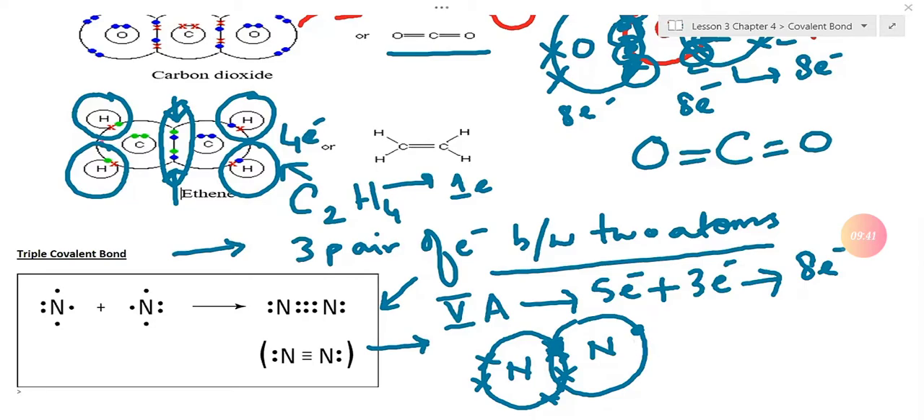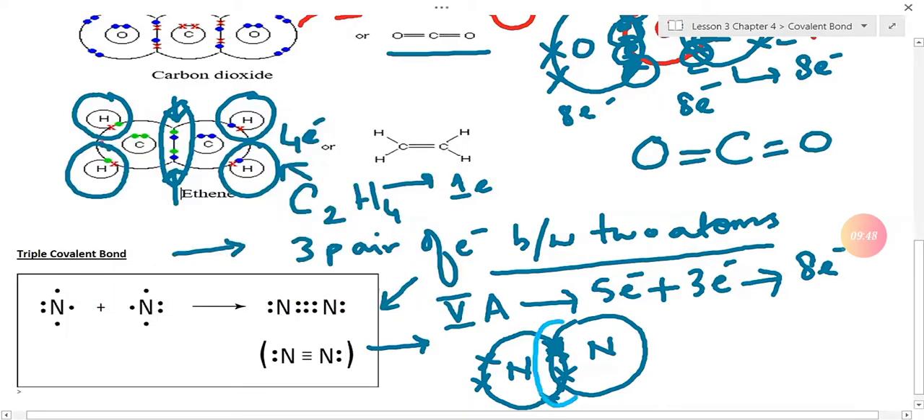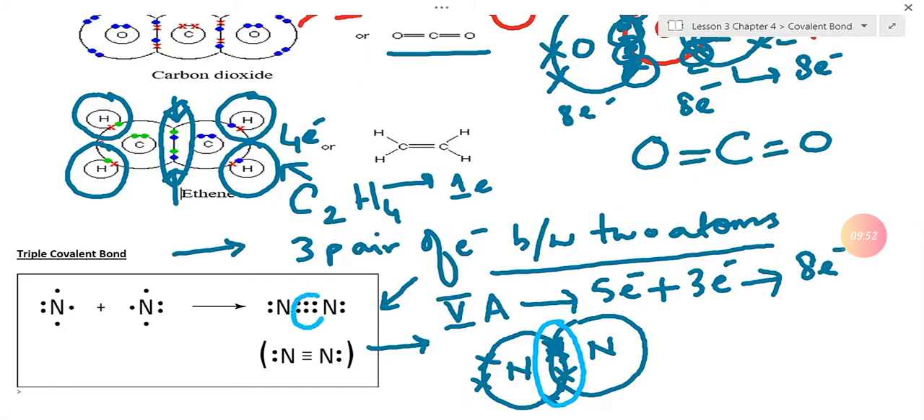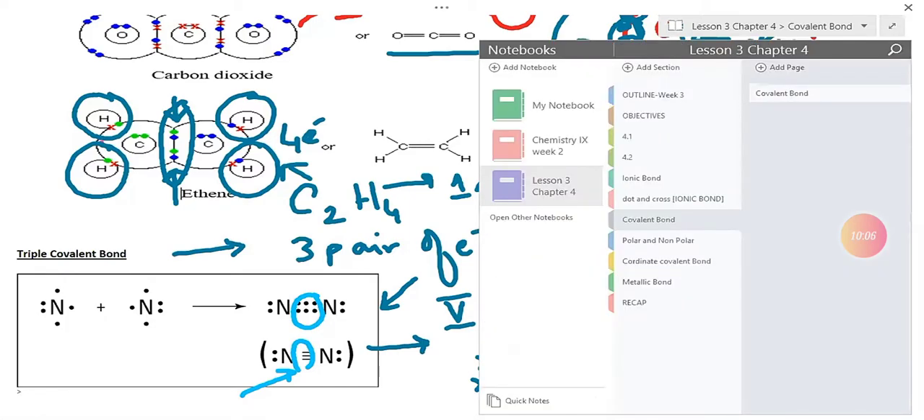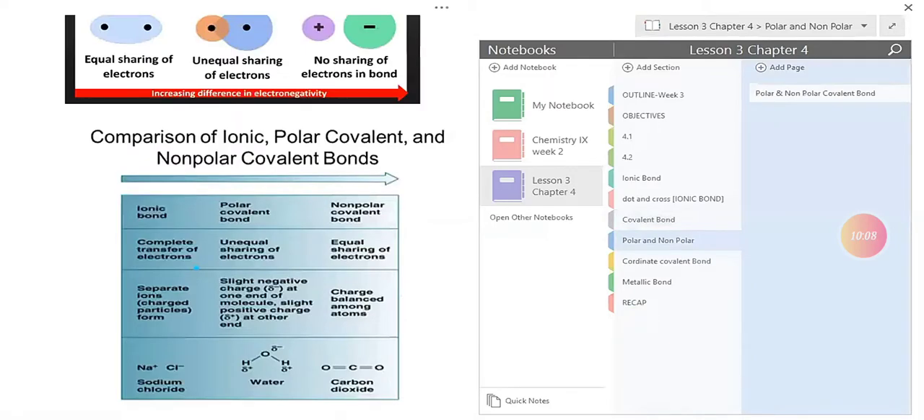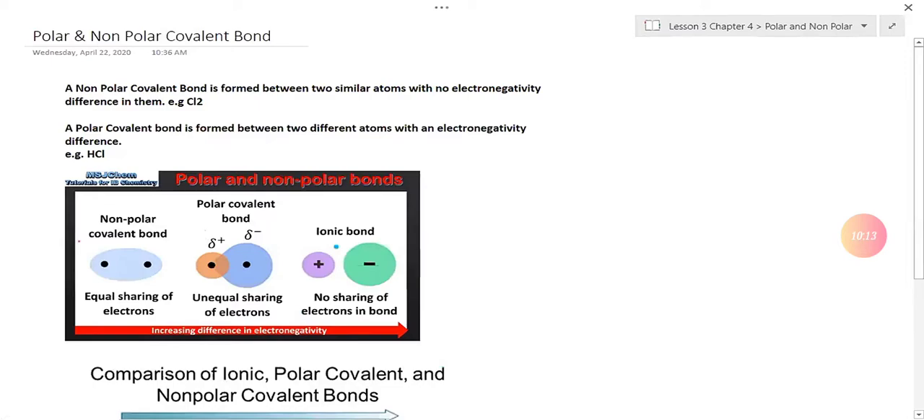as also shown in this illustration in front of you. So 3 pairs are shared in total between 2 nitrogen atoms. You can just count. After sharing these 3 pairs, and with the two which are left unshared, you can count that the octet of each nitrogen is complete. Let's move now to the next topic, that is polar and non-polar covalent bond.